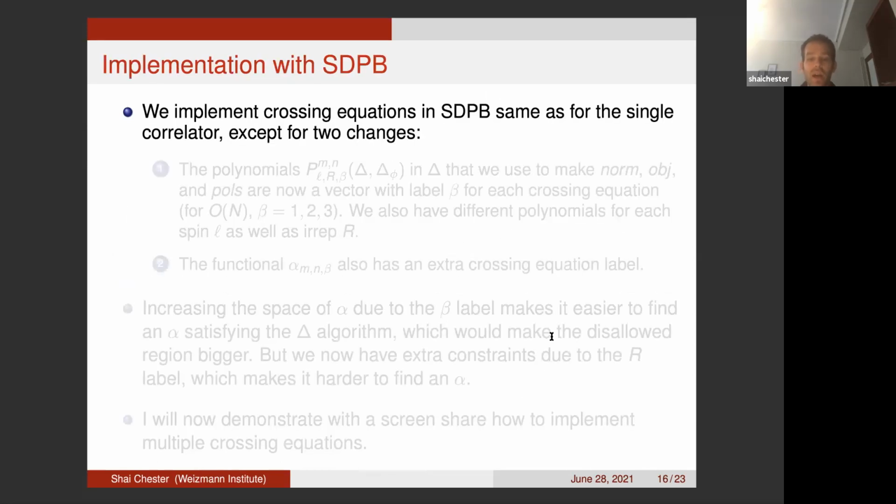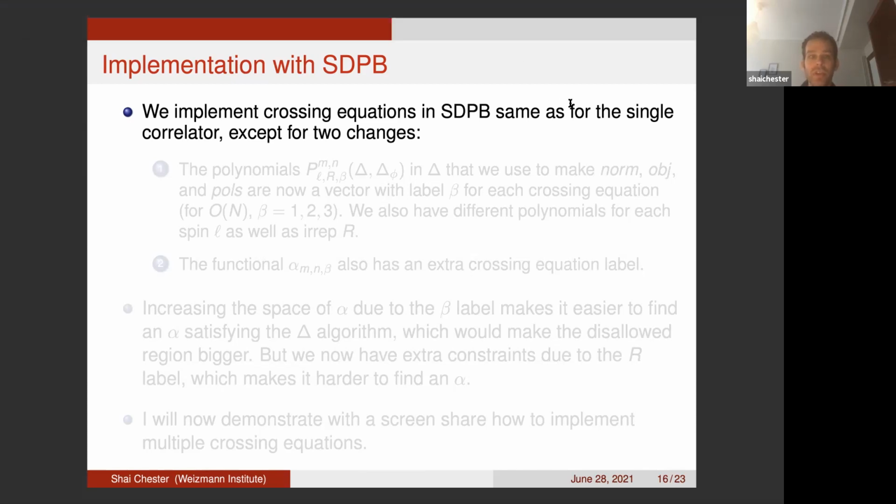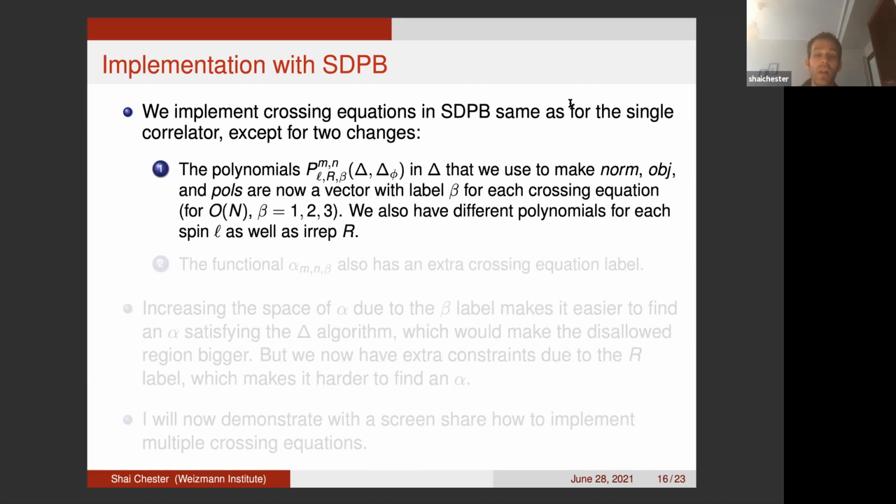Okay, so now that we have discussed this kind of general introduction, we can now discuss how to implement this with SDP. And so this is basically the same thing as the case without global symmetry, except with 2 simple changes. So firstly, the polynomial constraints that we enter will now have 2 new labels. So first of all, there's a label beta, which is the label for each crossing equation. So for instance, for the ON case, we have 3 crossing equations, so beta goes from 1 to 3.